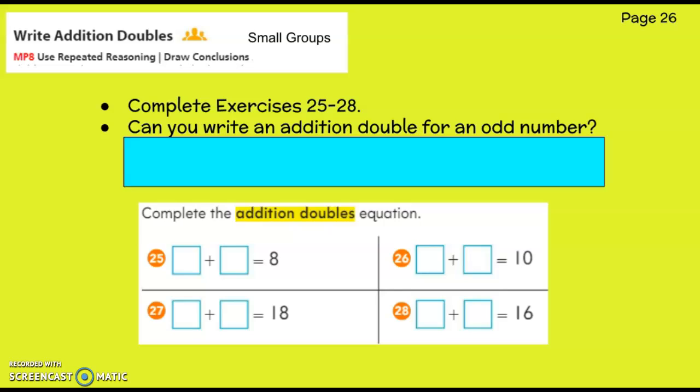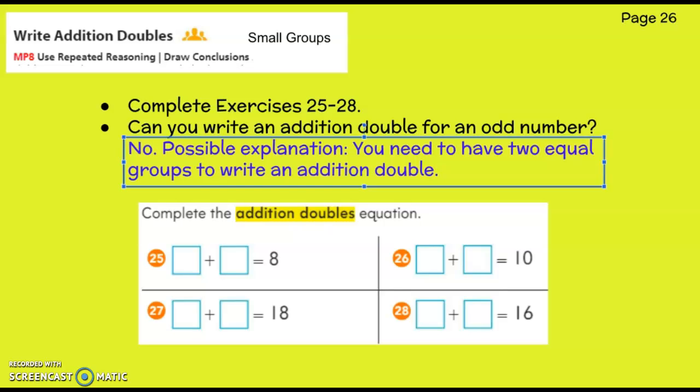Then for 25 through 28, can you write an addition double for the odd number? Look at number 25, blank plus blank equals 8. Can you make the double for that? 4 plus 4, yeah. So can you write the addition double for an odd number? No. You might have different ways of explaining, but one way would be that you need to have 2 equal groups to write an addition double.